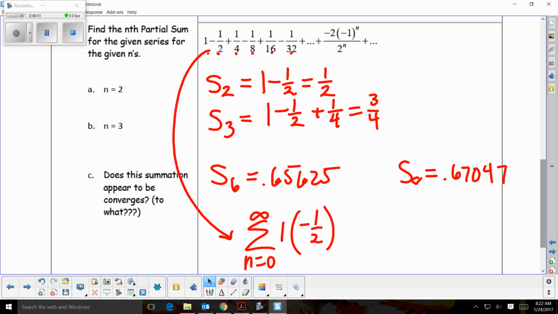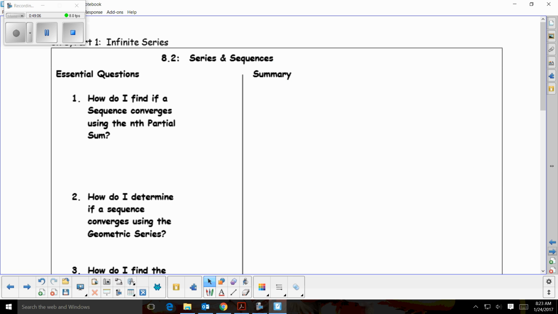So if I wanted to find what this converges to, does anybody remember how to do this with a geometric series? Okay, well, you're going to find that out. But it should equal 2/3. You're going to find out how as we go along. Now I've got to pique your interest, right?